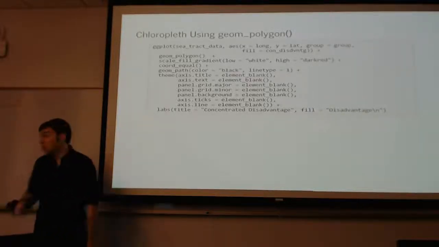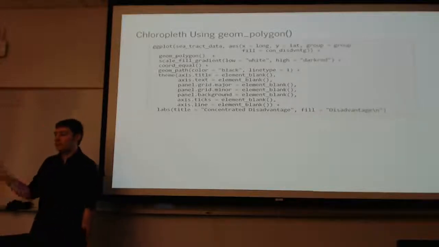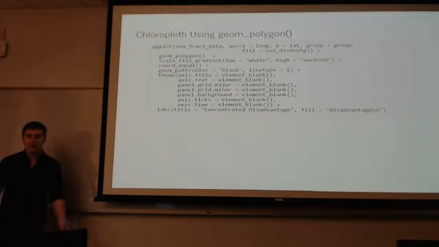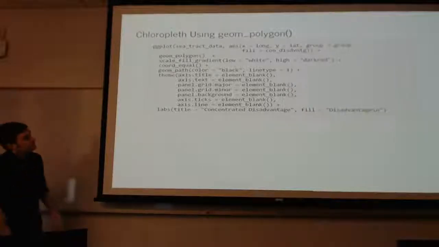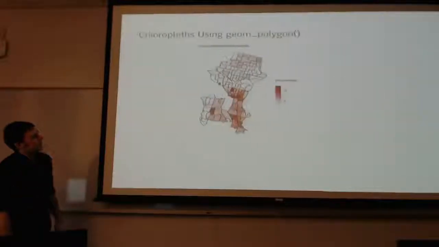So each row corresponds to a point, a vertex of a polygon. And so if you've got a tract that has 30 rows to it, every one of those rows is going to have the exact same value for, like, concentrated disadvantage or whatever. It's just going to fill the whole thing with the data for that. Okay, this is what it looks like.